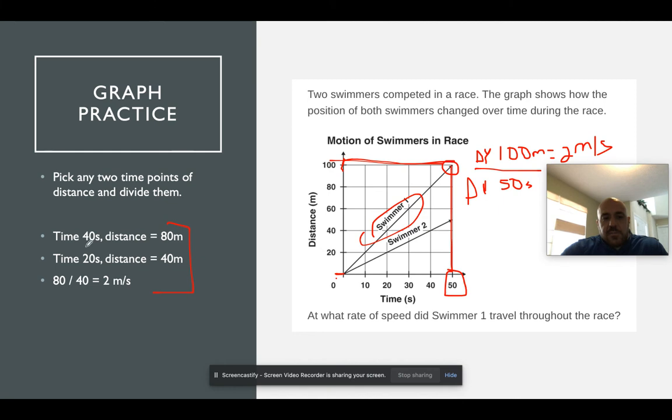Now look over here. We picked different spots. I picked 40 seconds and 20 seconds. But when I looked at the distances, it was 80 over 40. 80 over 40 is still 2 meters per second. So it really doesn't matter which points you pick if you have a straight line. If you have a curvy line, it would matter.